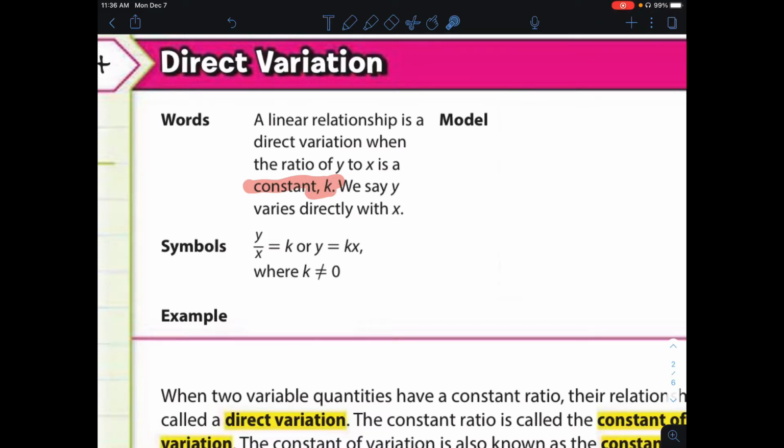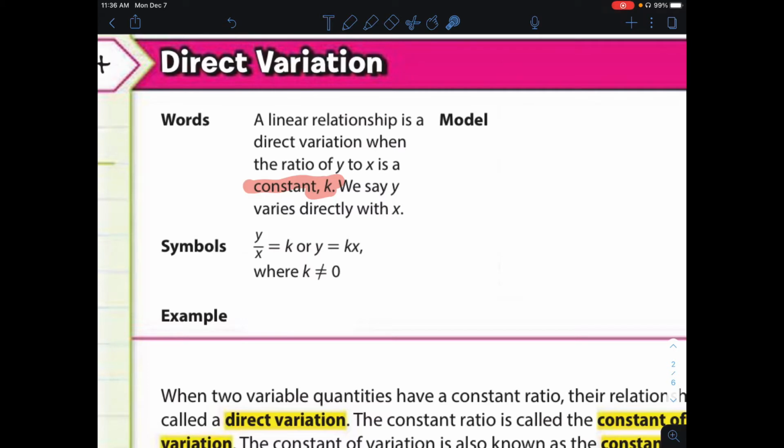A good example for direct variation, where they vary directly with each other, is that your grades vary directly with the amount of time you spend studying. What does that mean? It simply means that as you increase the number of hours you spend studying, your grades will also increase. So that is a direct relationship, or they vary directly with each other. That's what it's saying.